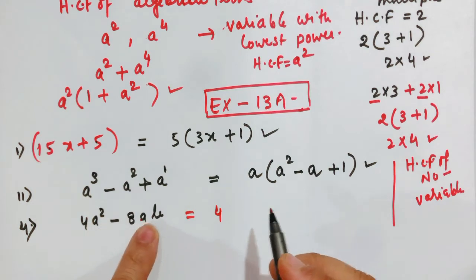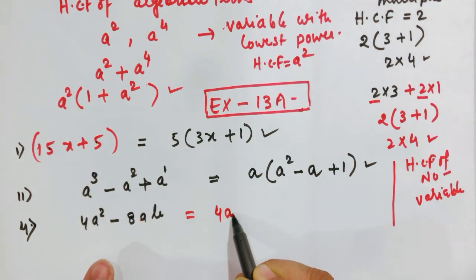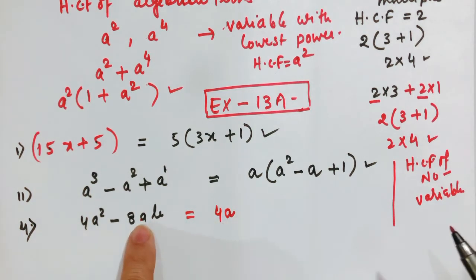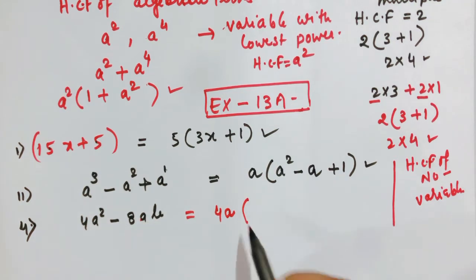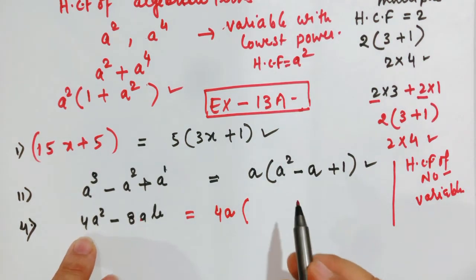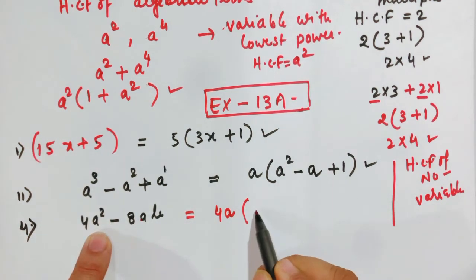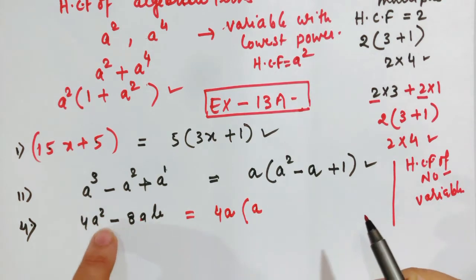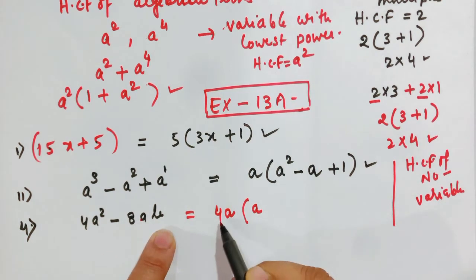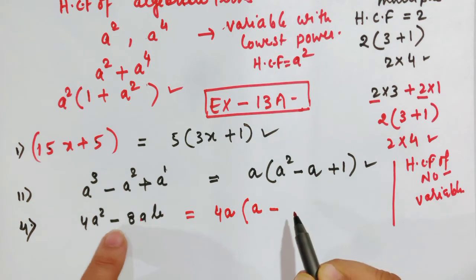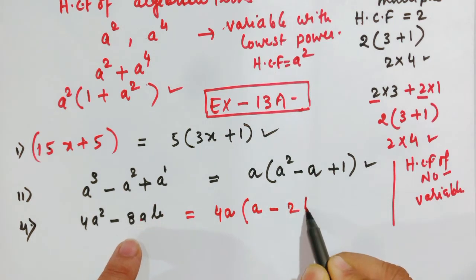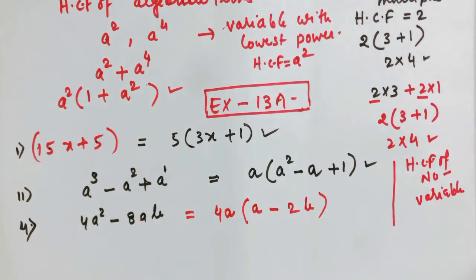So a square and a will be a only, because it is the variable with the lowest power. Now the next step is to divide each of them by the HCF. Once you take the HCF correctly, this means your half problem is done. Have a look. When I divide 4a square by 4a, what will we get? a. And when you divide minus 8ab by 4a, you will be left with minus 2b. So 4a(a minus 2b).